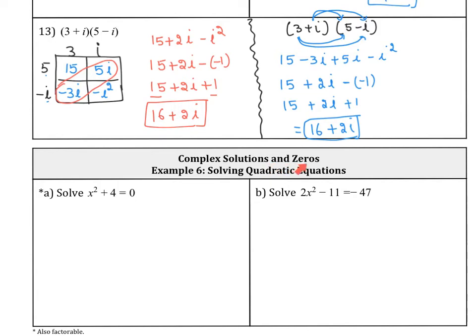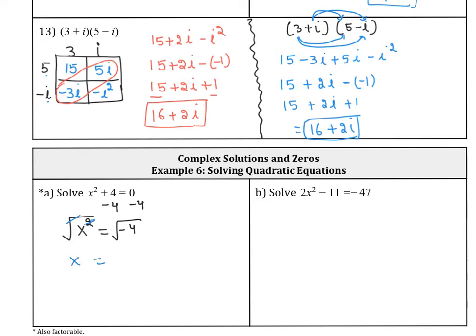Complex solutions and zeros. Solve x squared plus 4 equals 0. To solve this, we're going to isolate the x squared term. So we're going to subtract 4 on both sides. You get x squared equals negative 4. Now to do the opposite operation, you're going to take the square root on both sides. Square and square root cancel each other, so this is going to be x.